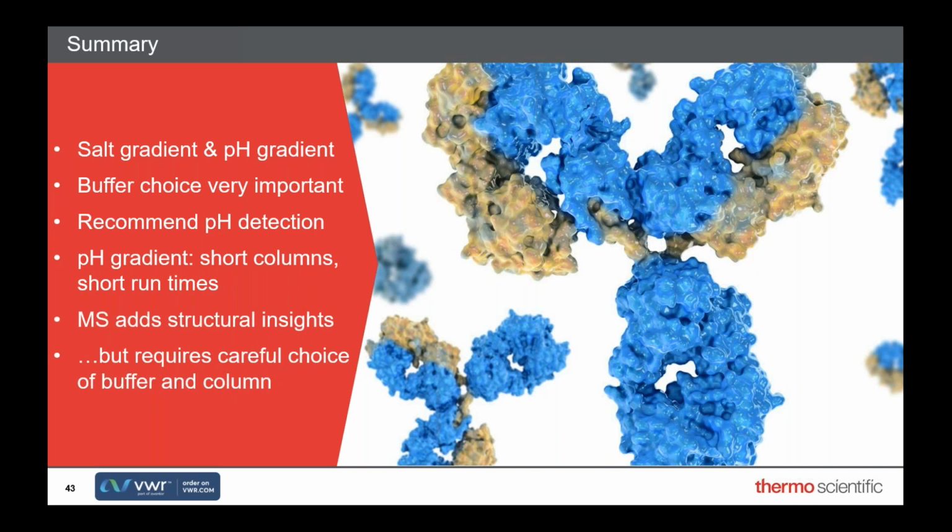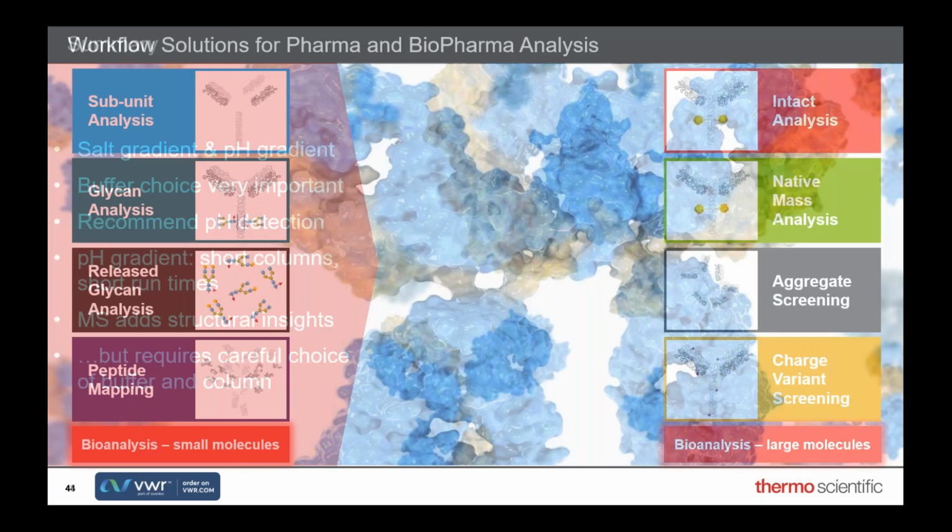And we've also taken a quick look at adding mass spectrometry to get additional insight into structural information about your protein, with the caveat that you need to carefully balance the choice of buffer and column to best optimize the mass spectrometer performance.